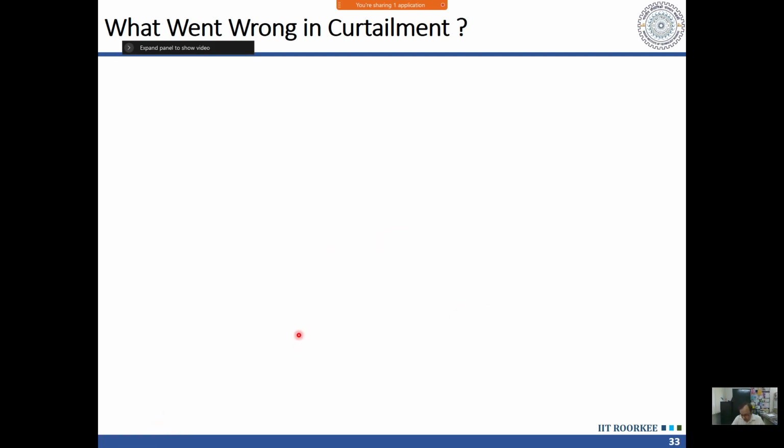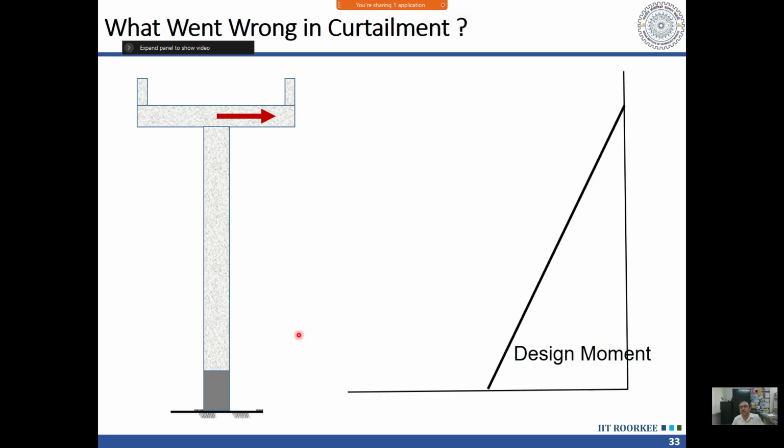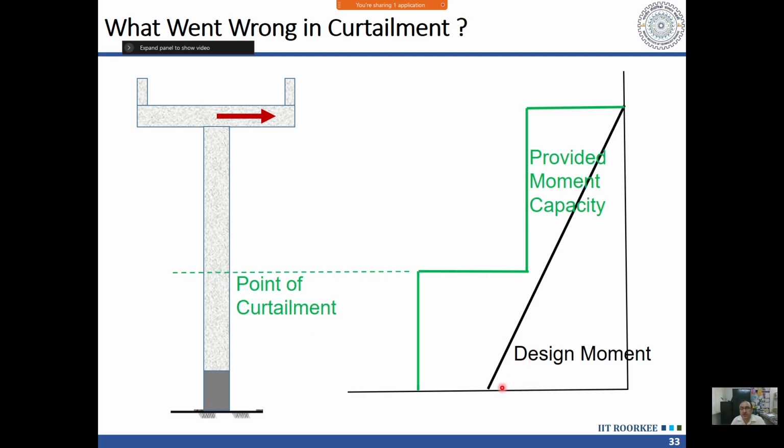Suppose I have a pier, let us say a cantilever pier like we had in this bridge from the Kobe earthquake which I have shown. I will get a bending moment diagram like this. This is our design moment, and when the designer designs, he will provide reinforcement in such an arrangement that the moment capacity at the base is this much, and at a certain height, close to mid height, the curtailment is made and the strength reduces. You can see that the strength everywhere is more than the design moment. So it is an acceptable design, we don't see any problem.